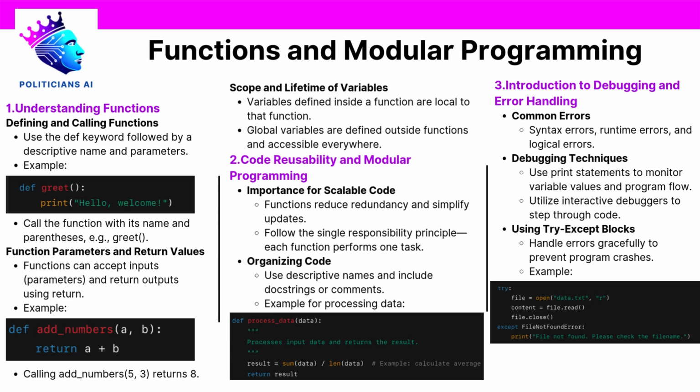Parameters and return values. Functions can accept inputs. These inputs are called parameters. For example, if you write a function that calculates a sum, the 2 numbers you add are the parameters. You can also get results back from a function. To do this, you use something called a return value. When the function is finished running, it can return a result to be used somewhere else in your code.